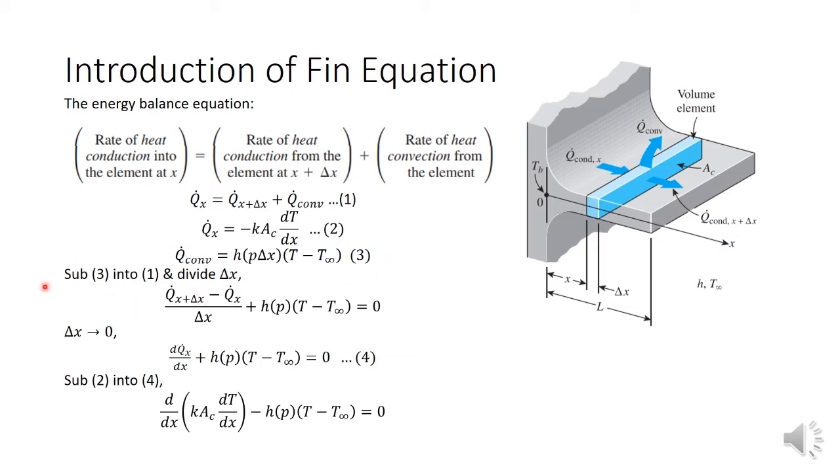First, we substitute equation 3 into equation 1, then divide by delta x. As delta x approaches 0, we obtain equation 4. After that, we substitute equation 2 into it, and we form the new equation.